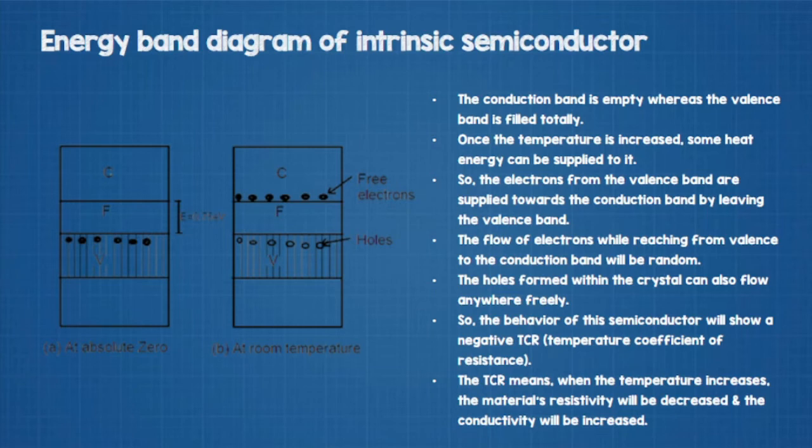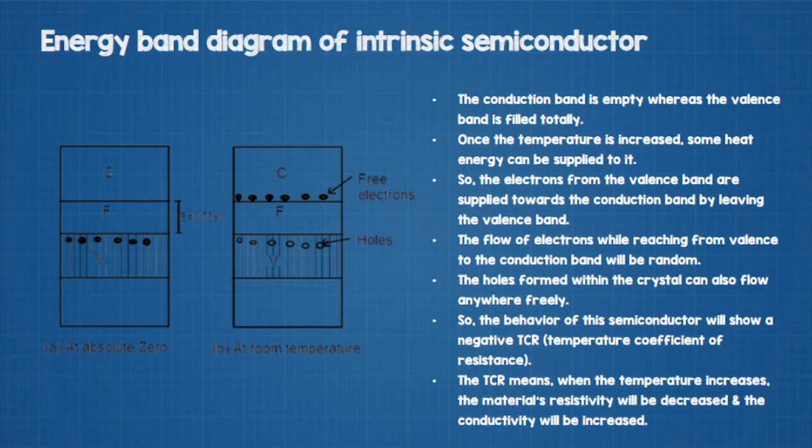The flow of electrons while moving from valence to the conduction band will be random. The holes formed within the crystal can also flow anywhere freely. So, the behavior of this semiconductor will show a negative TCR, temperature coefficient of resistance. The TCR means, when the temperature increases, the material's resistivity will decrease and the conductivity will increase.